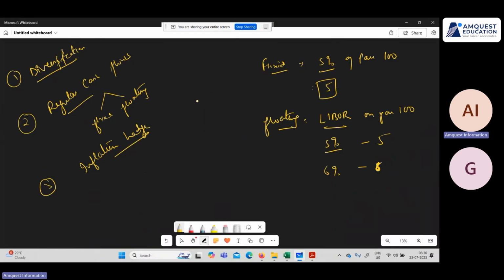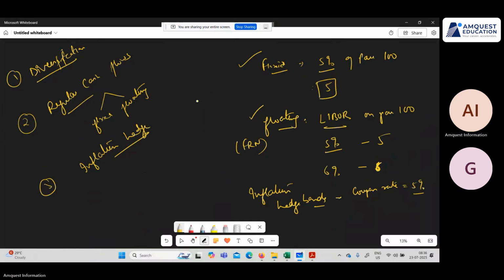Okay. There is another one which is called inflation linked bonds. This is a fixed coupon bond. This is a floating rate bond. We call that an FRN, right? Floating rate notes, they call it most of the time. Another one is inflation hedge bonds. What it does is, in that the coupon rate is fixed. Let's say 5%. But the par itself adjusts with respect to market.